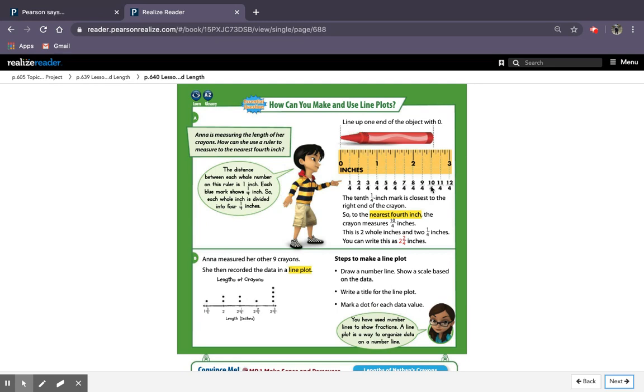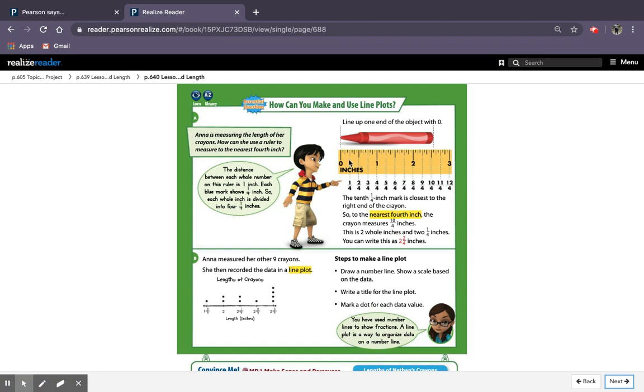So they give us a complete explanation, which I am going to read. It says line up one end of the object with 0. Because remember, even if it's on a ruler, if it's on a number line, we're always going to start at 0 to start our measurements and to start looking at our data. It says the 10th 1/4 inch mark is closest to the end of the crayon.